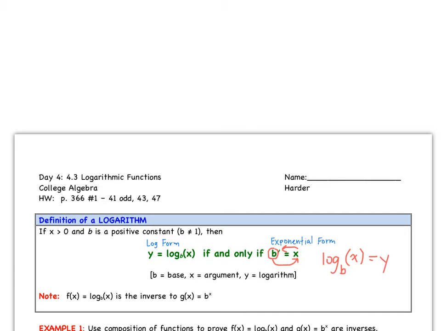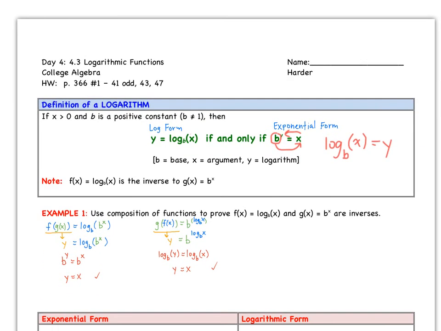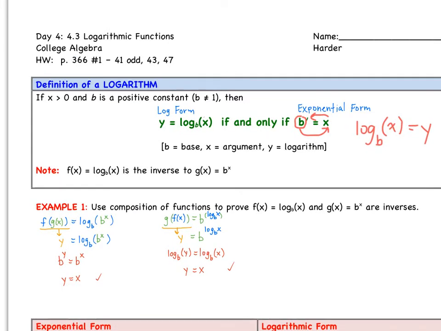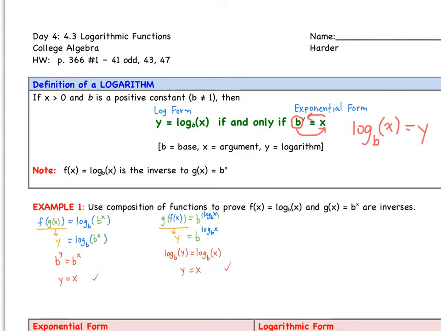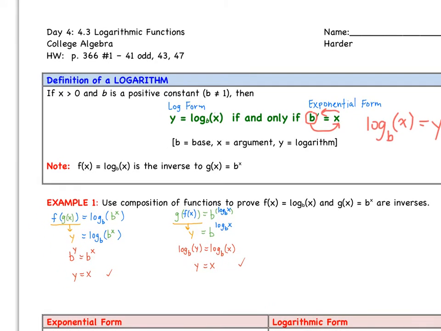One thing we need to note is that f of x equals log base b of x is the inverse of g of x equals b to the x. So logs and exponentials are inverses of one another. We can show that in this next step. We want to use composition of functions to prove that f of x equals log base b of x and g of x equals b to the x are inverses.